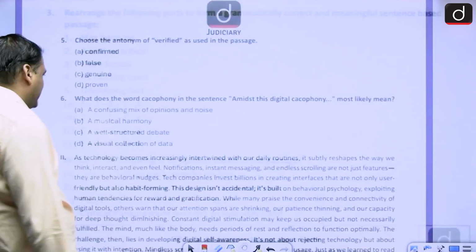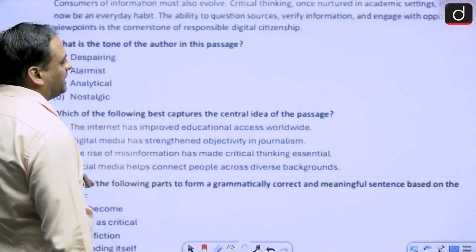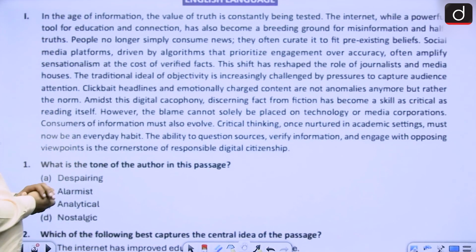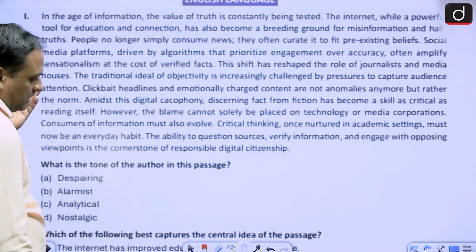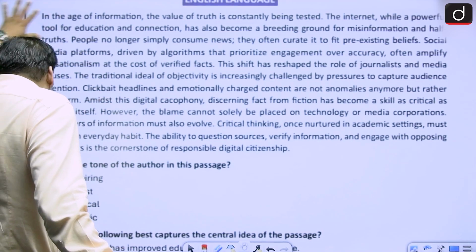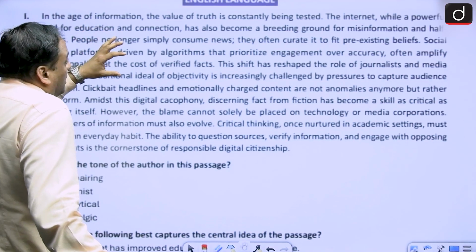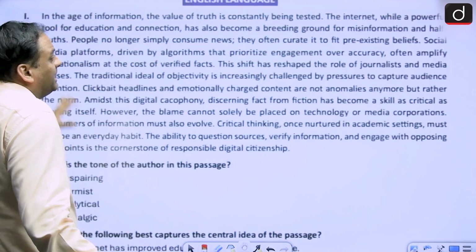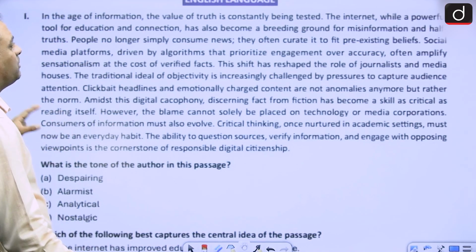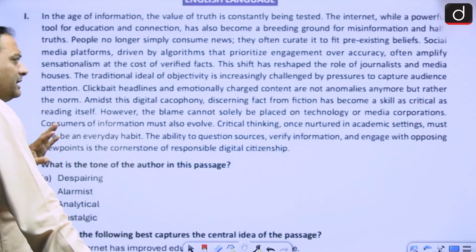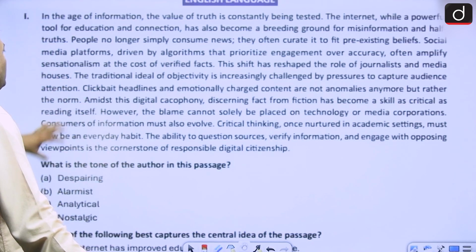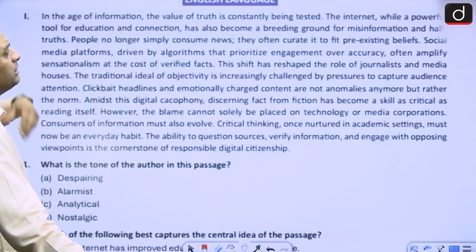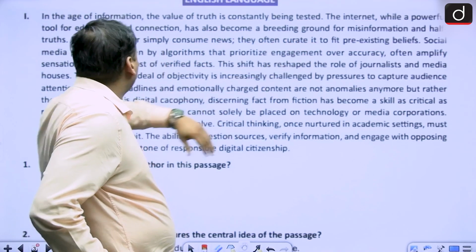Now we should talk about the passage. First of all, we will go through the passage and see what is written there, then we will solve the questions. In the age of information, the value of truth is constantly being tested. In this century of information, truth is always there, but it is tested every time. The internet, while a powerful tool for education and connection, has also become a breeding ground for misinformation. The internet is a very nice thing, providing education and many connections, but misinformation and half-truths are also increasing. It is a breeding ground.